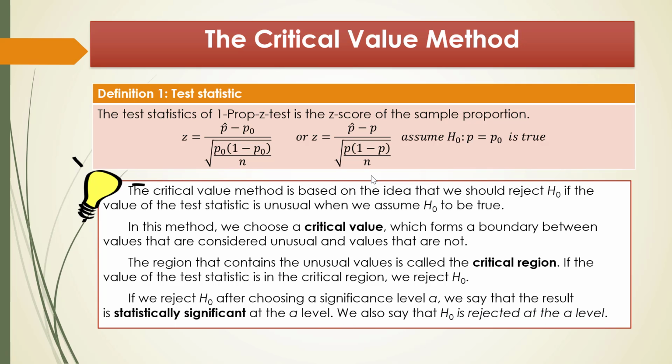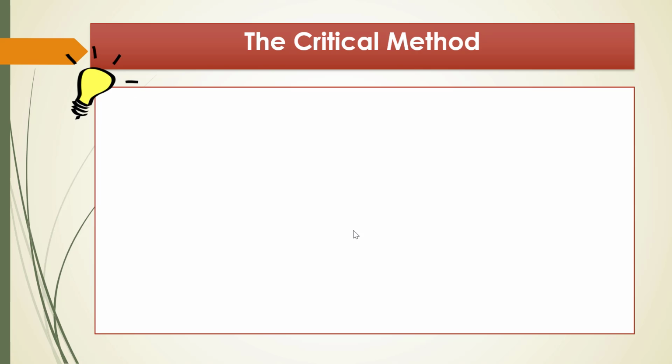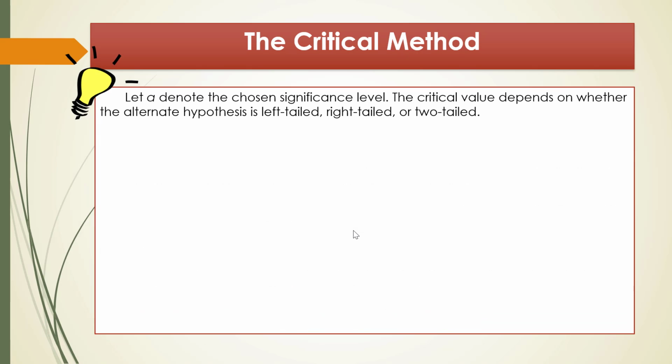And if we reject the null hypothesis after choosing a significance level alpha, we say that the result is statistically significant at the alpha level. We also say that the null hypothesis is rejected at the alpha level. And here's how we decide whether to reject or not reject the null hypothesis. Let alpha denote the chosen significance level.